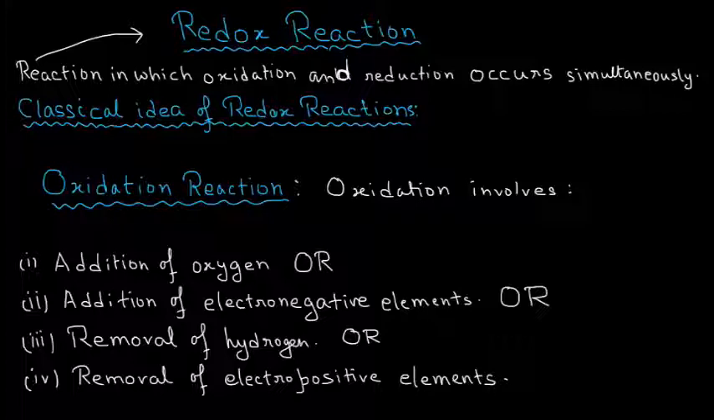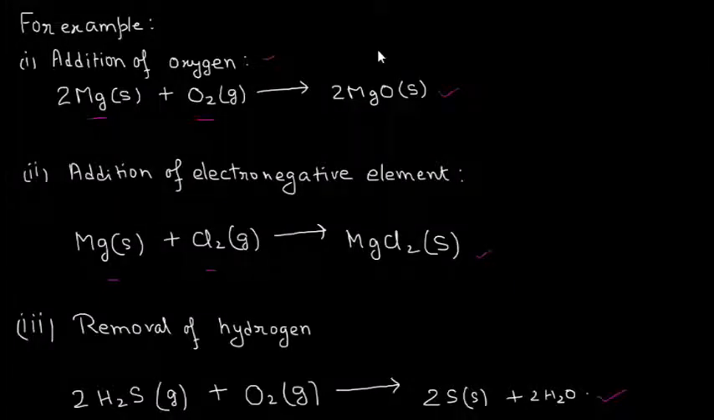Now we'll see examples for each of the cases. So first, an example of oxidation where we explain the addition of oxygen in the reaction. The reaction is magnesium plus oxygen gives magnesium oxide. Here oxygen is added to magnesium, so it is an oxidation reaction.